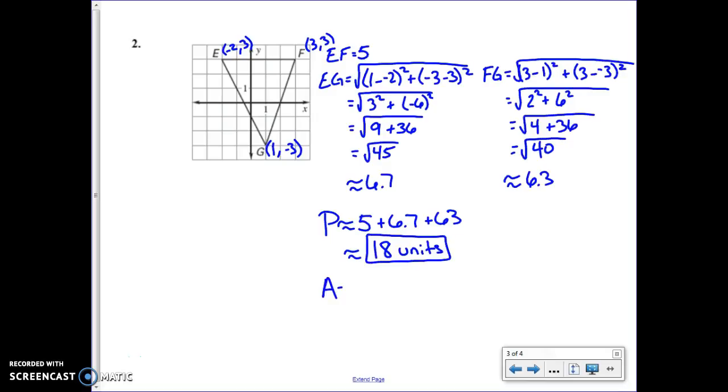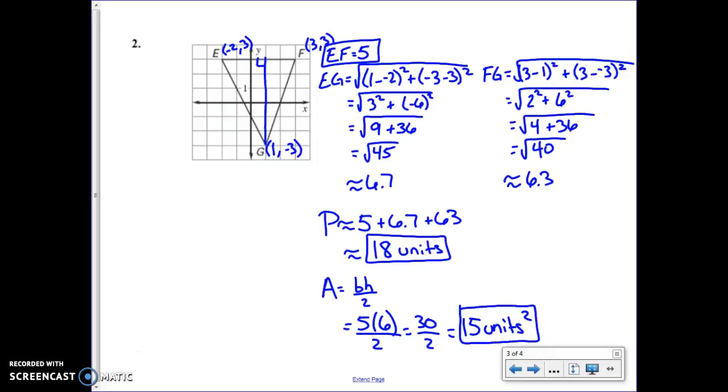Now for area, it's base times height divided by 2, or half of our base times height. Well, our base is this length of 5. The height of the triangle isn't either of the values we found. It's actually coming from point G to the other side. And since that's a vertical line, I can count the boxes. 2, 3, 4, 5, 6 boxes. So I have 5 times 6 over 2, which is 30 over 2, which is 15, and we'll say units squared.